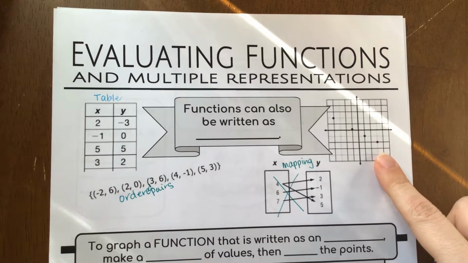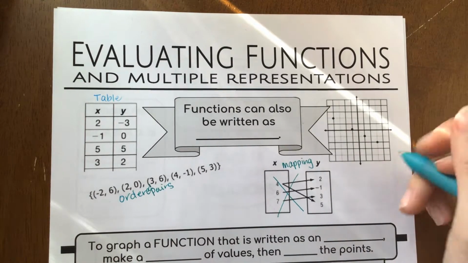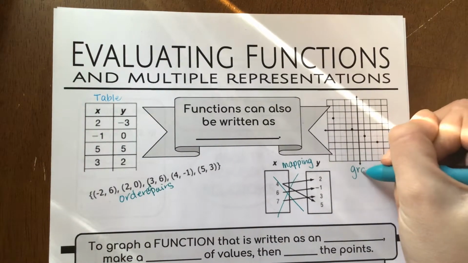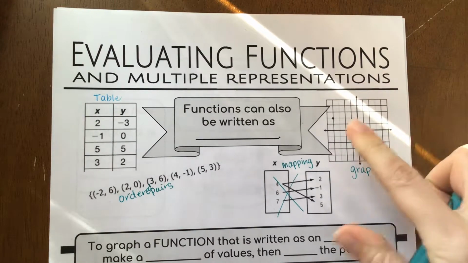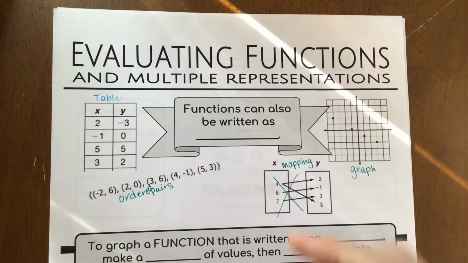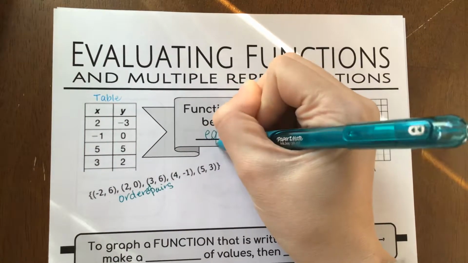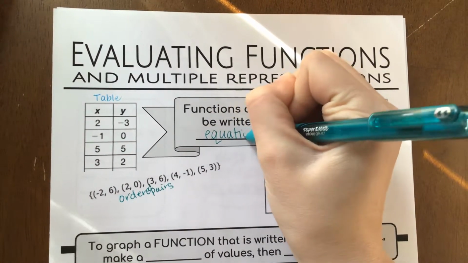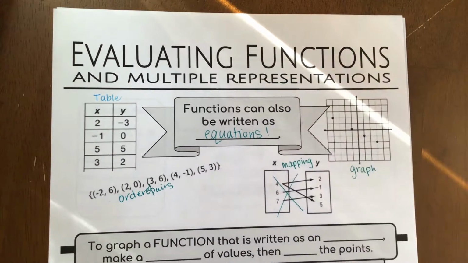The other way we have so far is by showing a graph of the points that we have. And this graph is a function. It would pass that vertical line test that we talked about last week. The last way that we're going to represent functions is as equations. So functions can also be written as equations.